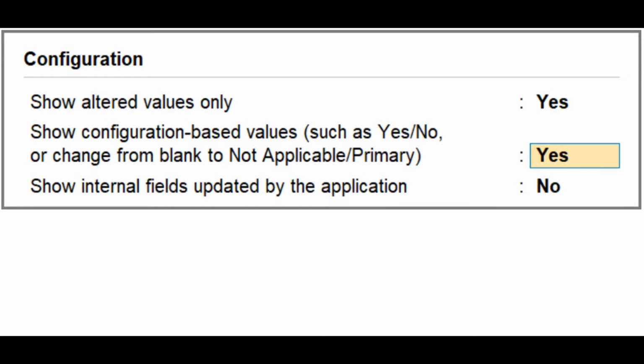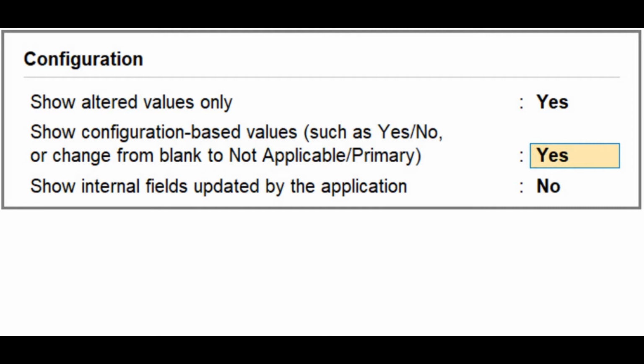Show configuration based value set to yes. Subsequently, you will be able to view the difference in the configurations of both the versions. For instance, if you have set maintain balances bill by bill to no in the newer version, then the report will display the same. Set it as no if you do not want to view the difference in the configurations of both the versions.